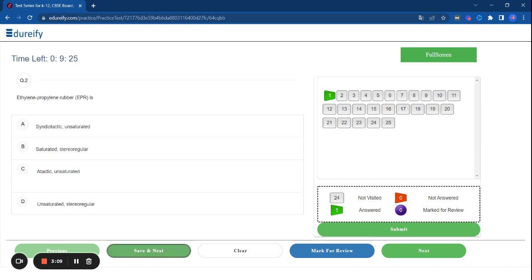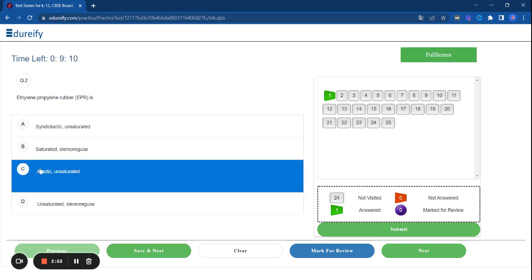Ethylene propylene rubber is a syndiotactic, unsaturated, saturated, stereoregular, acidic, unsaturated, stereoregular polymer. So the correct answer should be C.